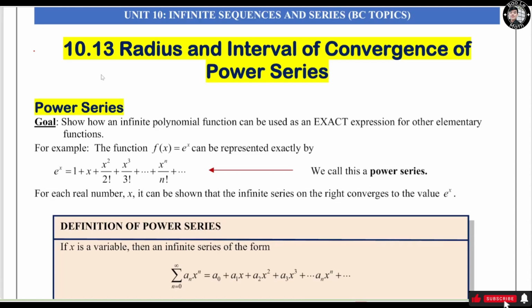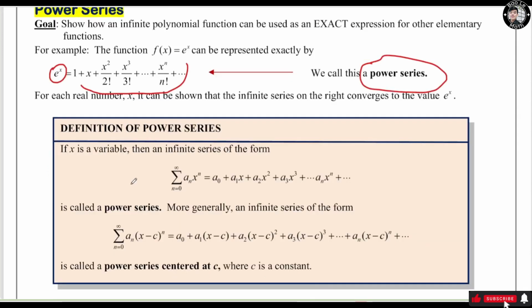Hello everyone, in this video we're going to explore topic 10.13, radius and interval of convergence of power series. In the previous topic we learned how to expand the Taylor polynomials. Remember e to the x can be expressed as this expression right here. This is called a power series.